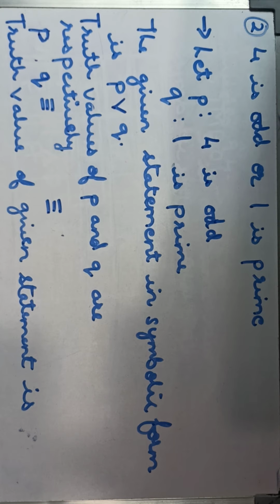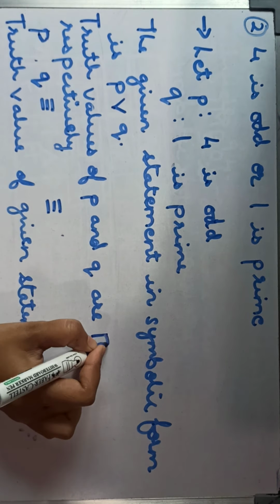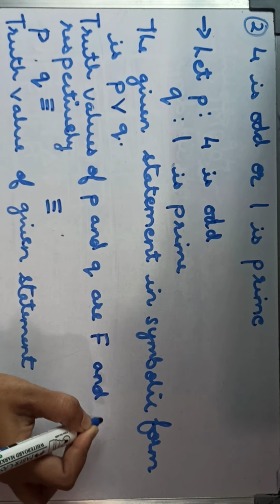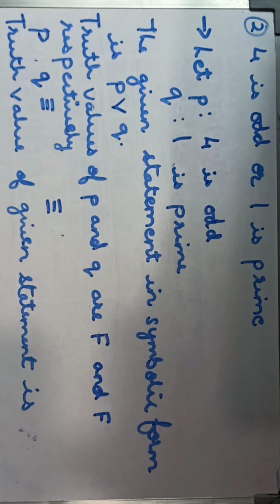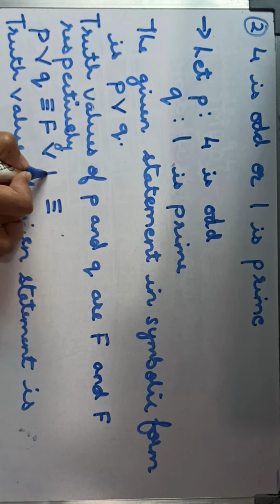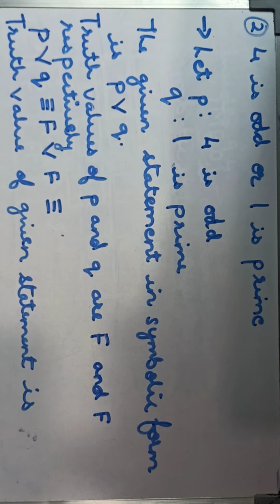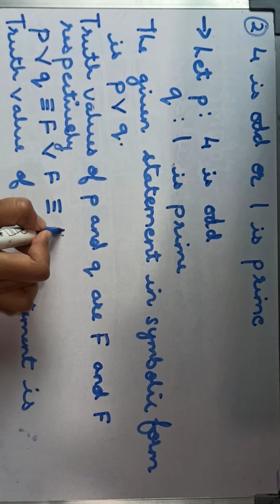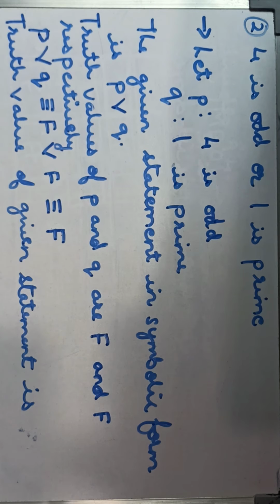Now the truth values of P and Q, what will that be? 4 is odd is false, 1 is prime is also false, because we know 1 is neither prime nor composite. So both the statements are false. So the truth values of P and Q are F and F respectively. So P or Q will be F or F. Now we know a disjunction is false when both the statements are false. So this statement will be false. So the truth value of the given statement is F.